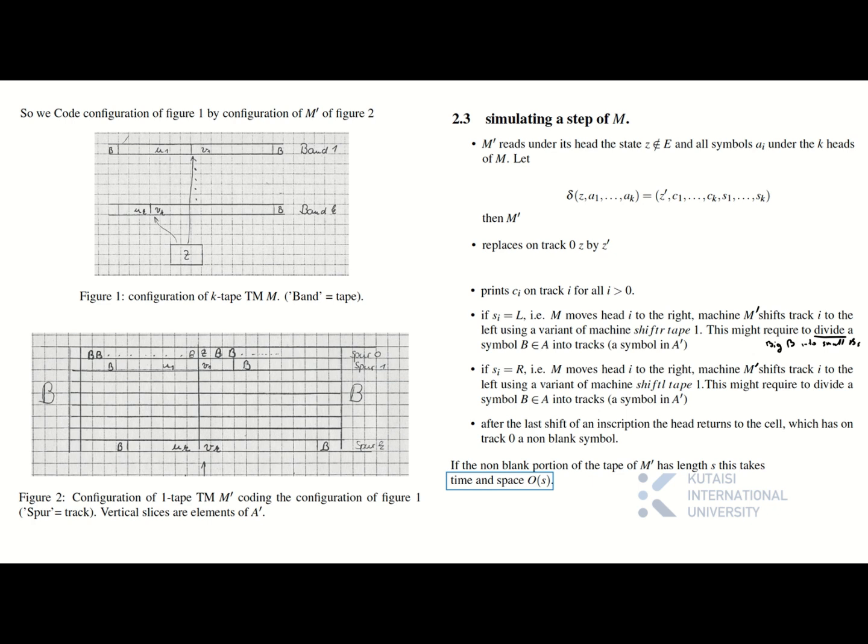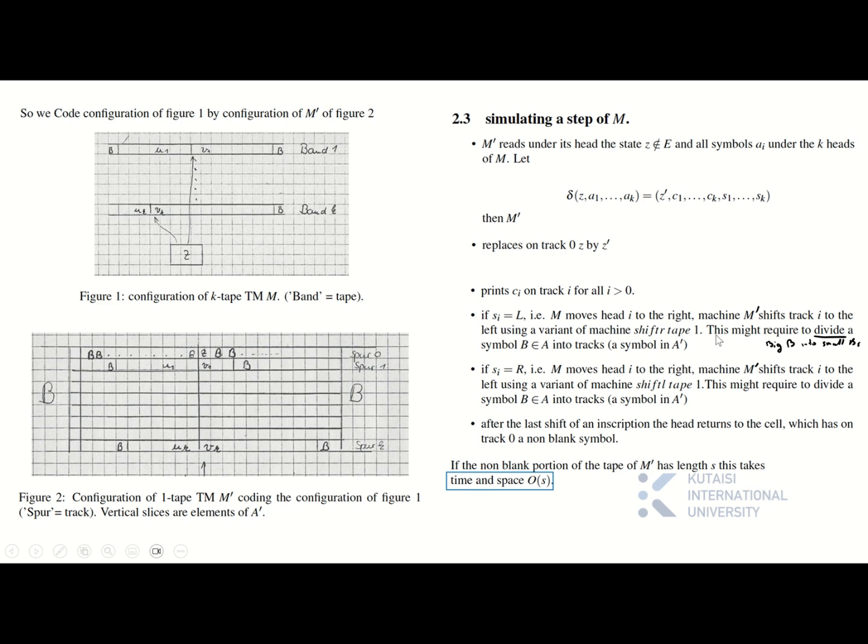And the big observation here is that once you do the shift on your tracks, you have to visit all the cells, because remember we recalled how the shift works. You have to visit all the cells that have content written on them. So for every one step that the K-tape Turing machine makes, you make as many steps as there are things written on your tape. This is what it says here, that it takes time and space O(S). This is exactly what I said, but this can also be left as an exercise.